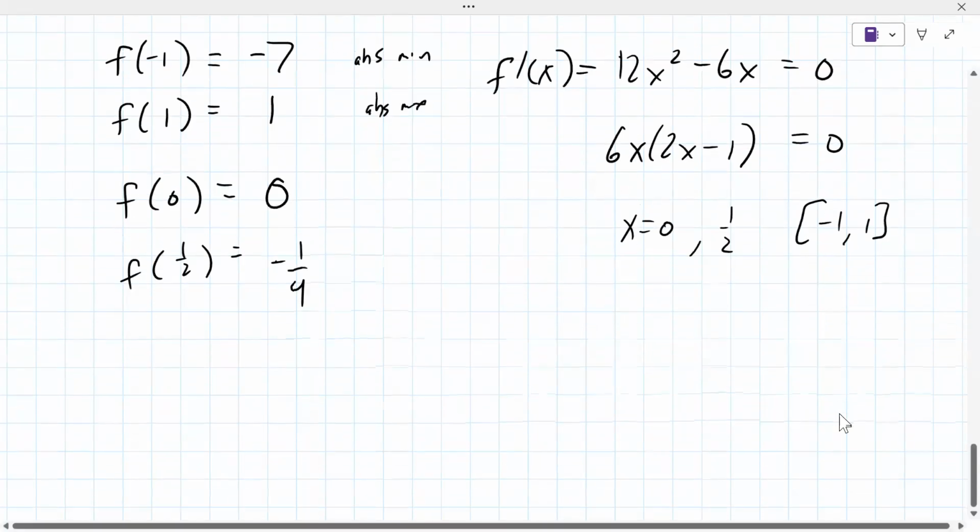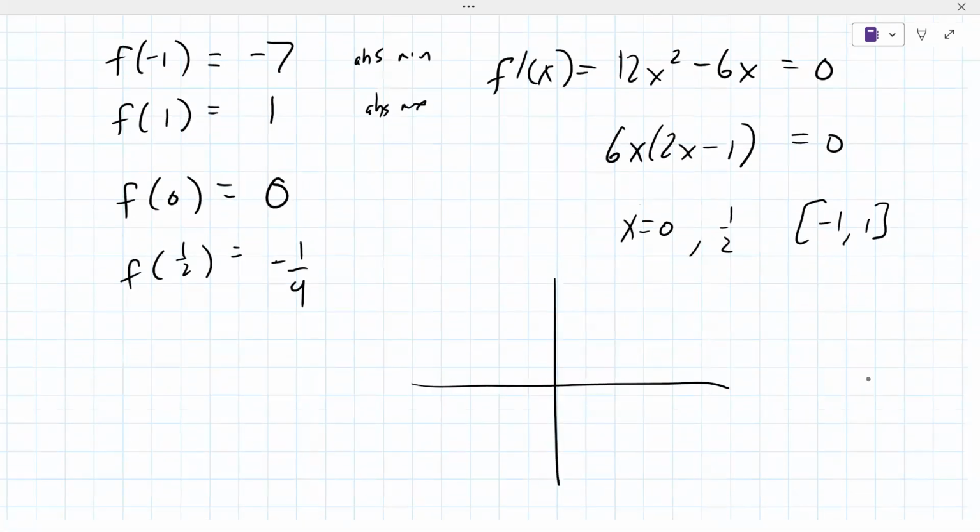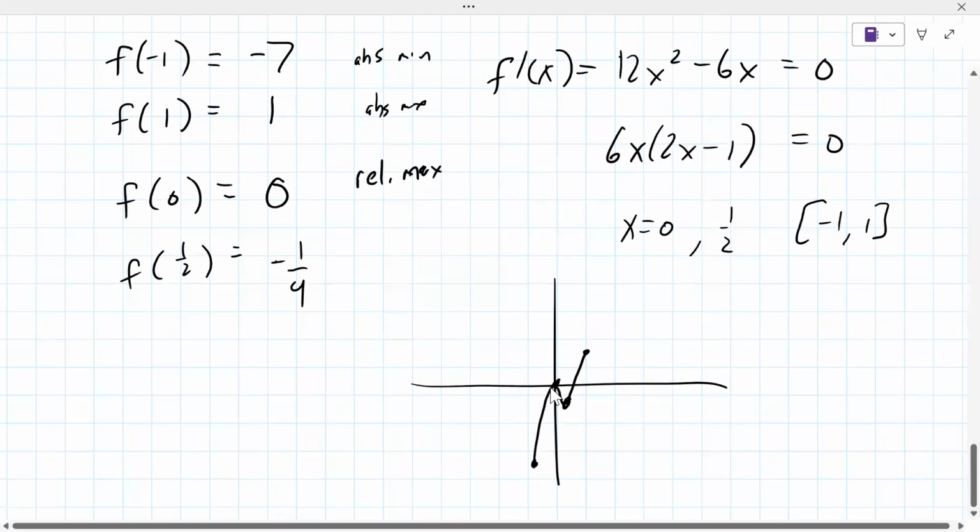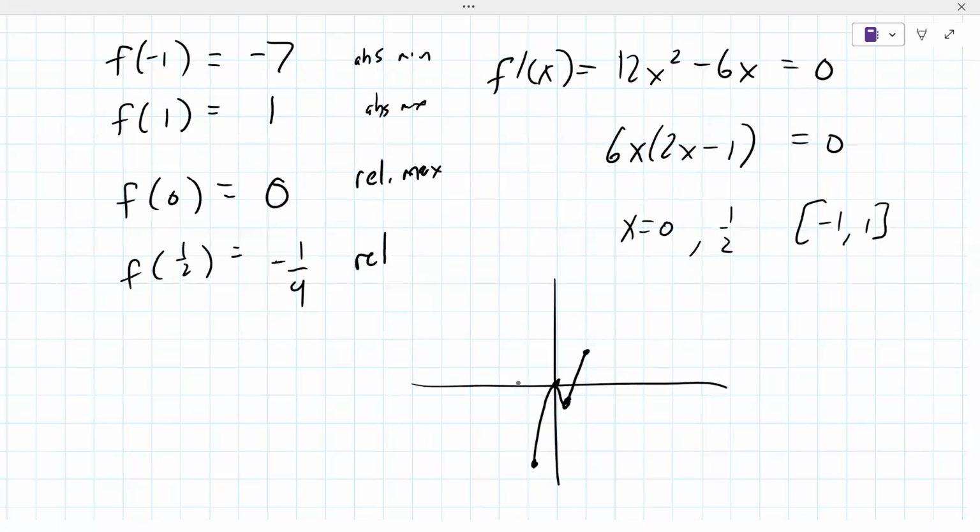Right. Now you could make a really quick sketch of this. -1, -7; 1, 1; 0, 0; 1/2, -1/4, and that'll tell you where the relative mins and maxes are. So this is a relative max, as you can see, it peaks there. And then this is a relative min.